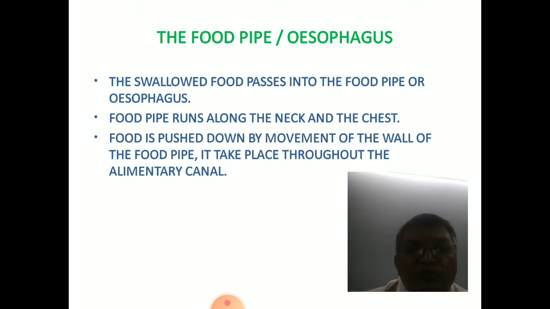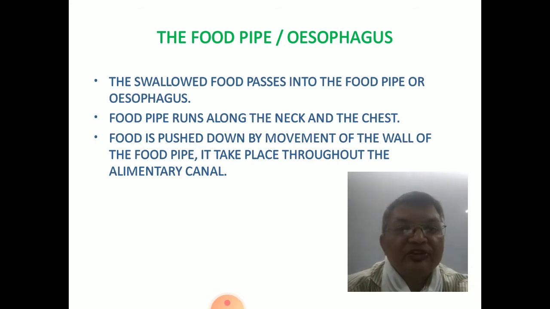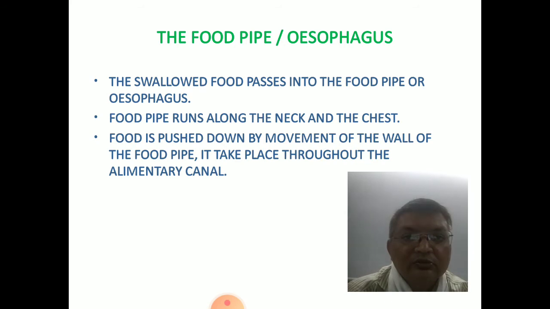Next point related to this food pipe is, food is pushed down by the movement of the walls of the food pipe, and this takes place throughout the alimentary canal. Pushed down by the movement of the wall of the food pipe means it is not thrown directly into the stomach, but systematically comes to the stomach.